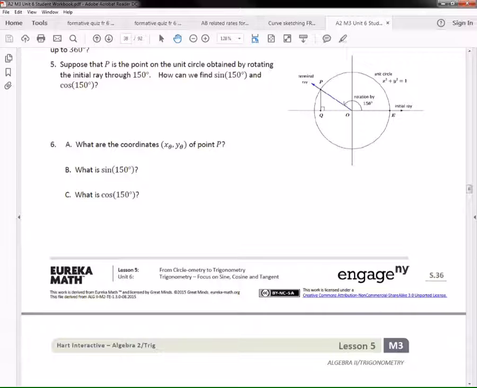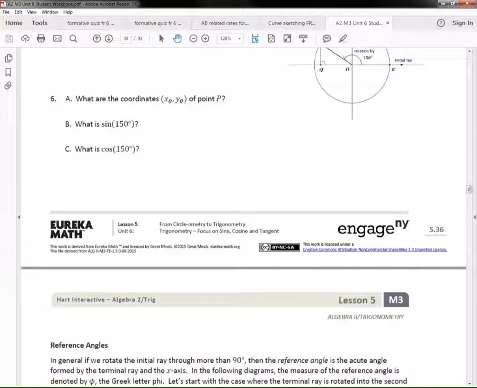I kind of skipped ahead here. They wanted you to say the coordinates of this, and then tell me what is sine of each of those. So we kind of jumped the gun here. So let's move this up.